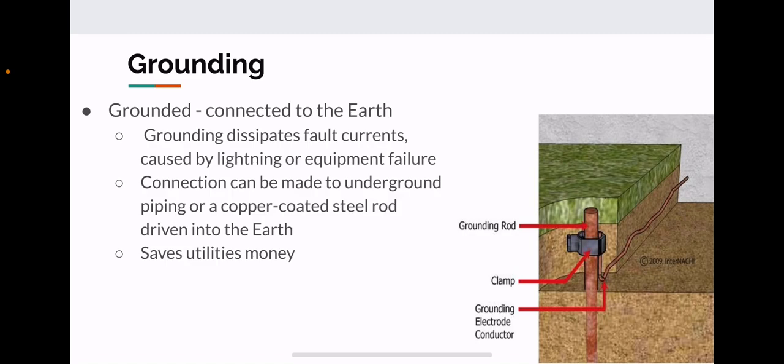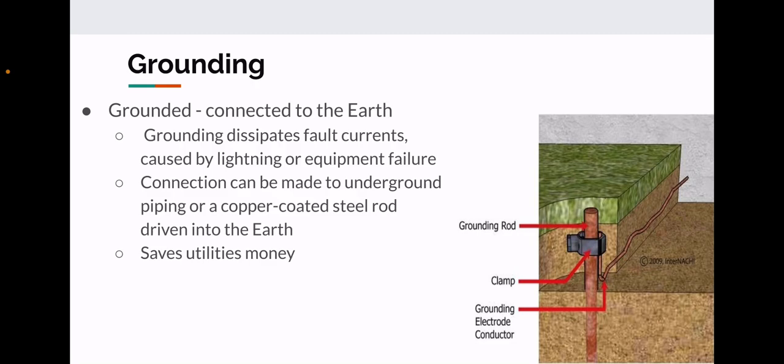Grounding basically means you've connected your circuit to the earth. Grounding dissipates false current, so if it gets hit by lightning or something and a super high voltage goes into the circuit, grounding should dissipate it so that it doesn't shut everything down. The connection can be made to underground piping or to a copper-coated steel rod that is driven into the earth.